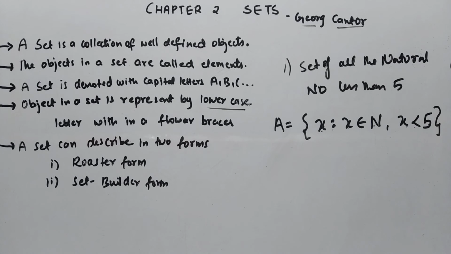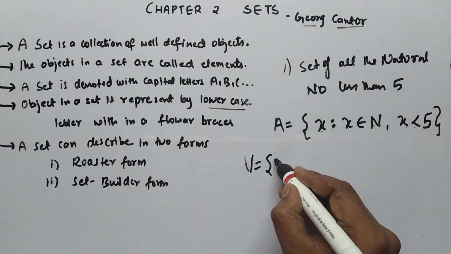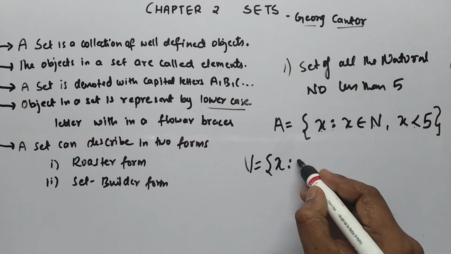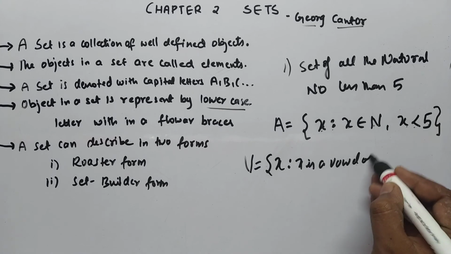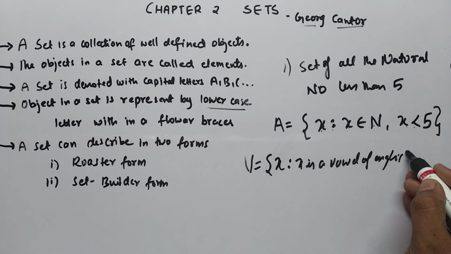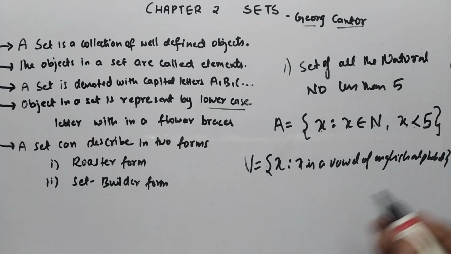Suppose I say a set of vowels of the English alphabet, and call it V. Then x such that x is a vowel of the English alphabet. This is how we represent the set of vowels of the English alphabet with the help of the set builder form.